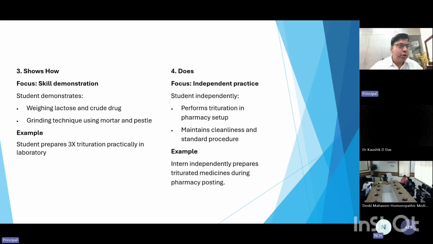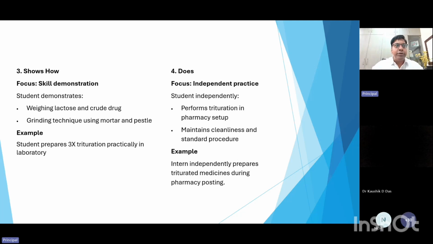The fourth stage is does. That means the student is independently performing trituration in the pharmacy setup, whether in the hospital pharmacy or in the pharmaceutical industry. He is independently doing his work. The PG student is independently preparing triturated medicines during pharmacy posting. That means he has come now to the fourth stage, and this is competency based.